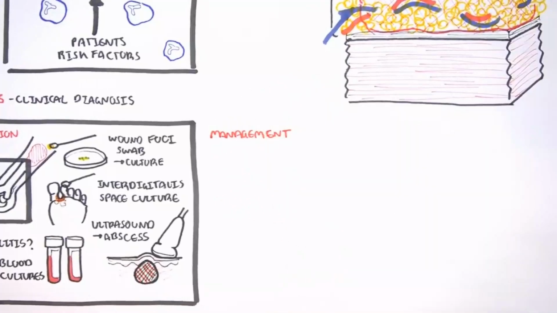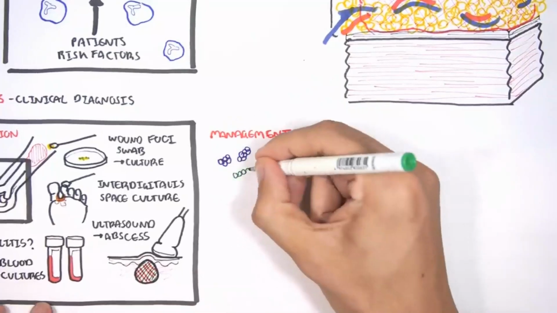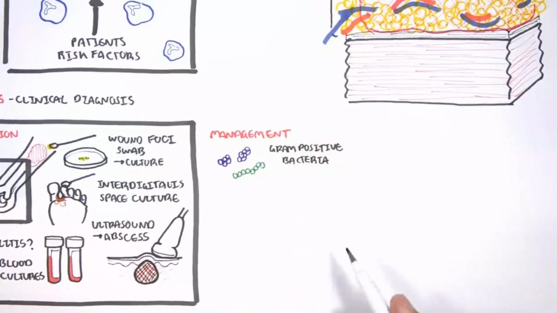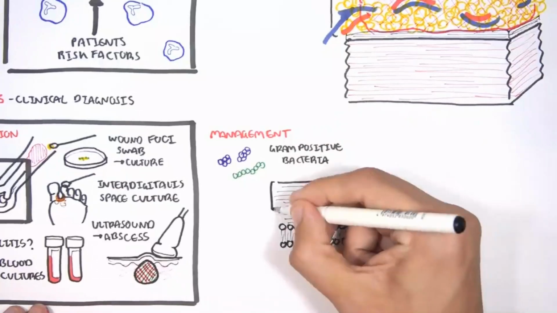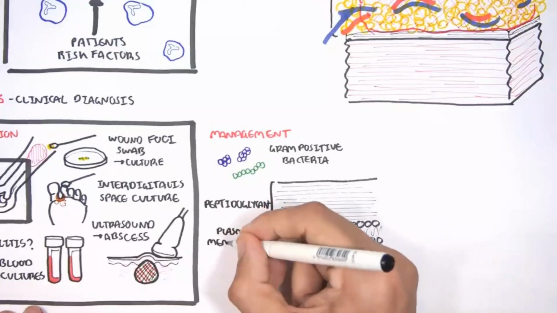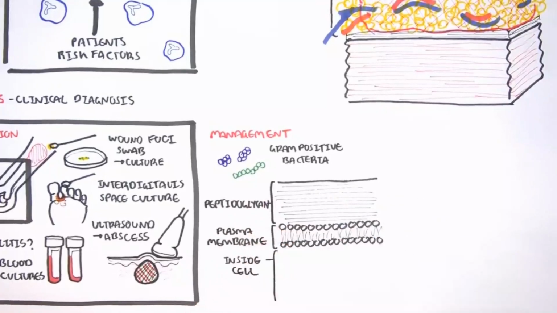The management of cellulitis and erysipelas is actually the same. Because the main causative organisms of both are gram-positive bacteria such as Staph aureus and group A Streptococcus, remember these guys, gram-positive bacteria, they have an outer thick peptidoglycan layer, and then they have a plasma membrane below it, and then inside the cell they have proteins such as ribosomes.